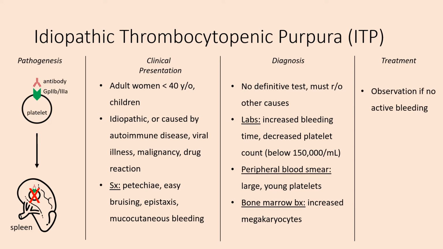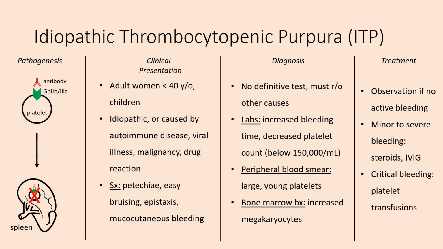If patients are not actively bleeding, they may be safely observed while the underlying cause is being identified and treated. If patients have minor to severe bleeding, steroids and IVIG can be given. And with critical bleeding, patients are given platelet transfusions.